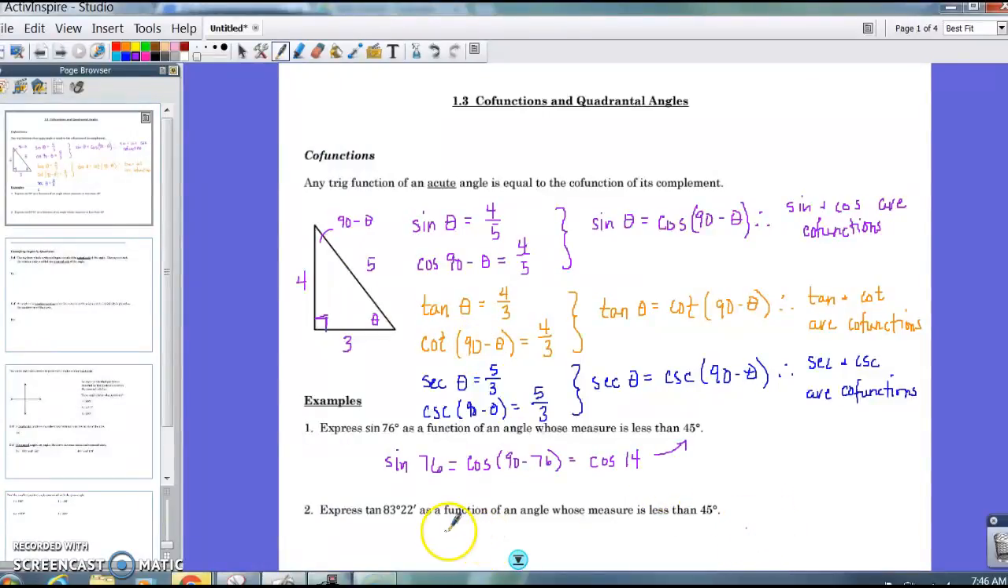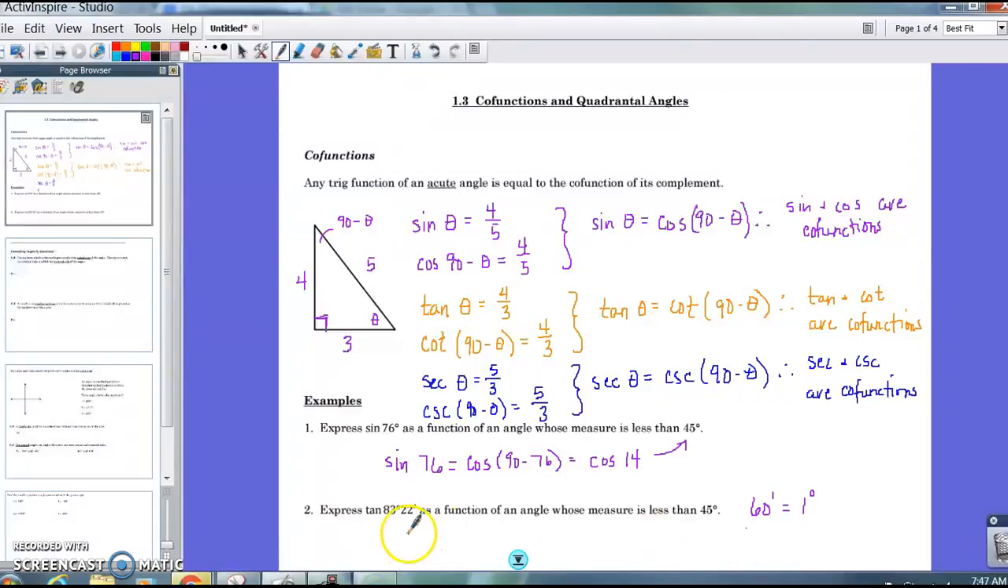Okay, let's look at another one. The next one says, express the tangent of 83 degrees, 22 minutes as a function of an angle whose measure is less than 45. When we are talking about degrees, 60 minutes is equal to 1 degree. It's just another unit of measure when you're talking about angles. We use a tick mark to label minutes.